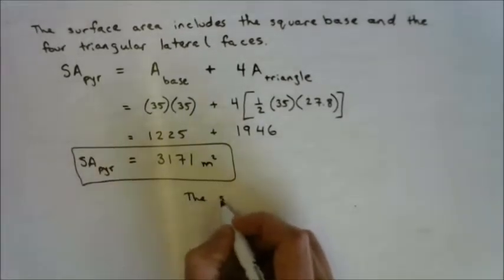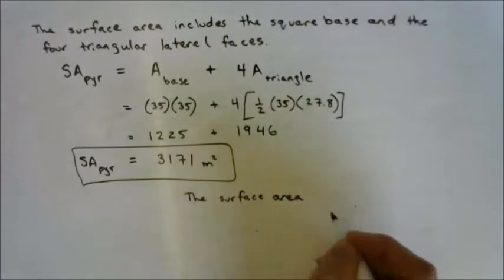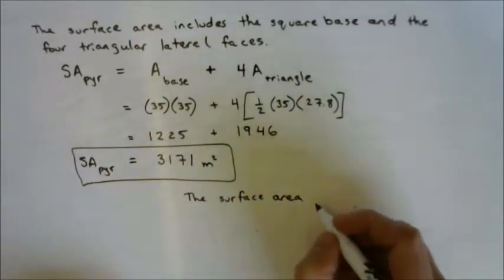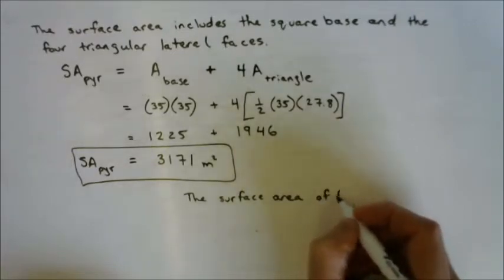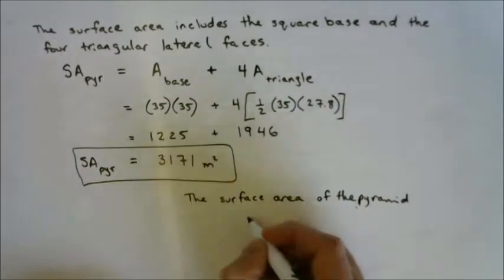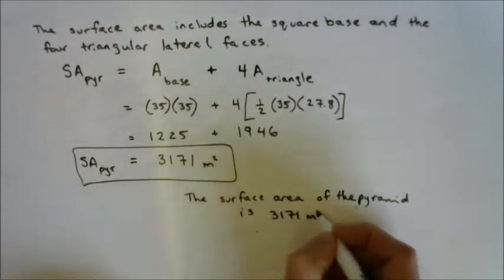Every word problem needs to be finished off with a concluding statement. The surface area of the pyramid is 3,171 meters squared.